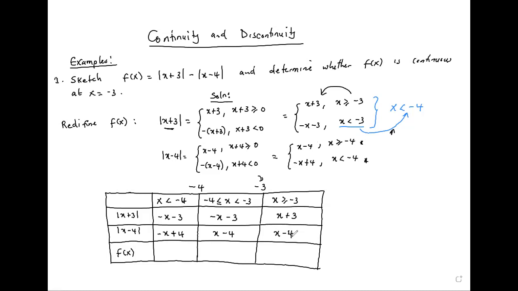So we do the subtraction in each column. So -x minus x will give us -2x. -3 plus 4 will give us +1. And here we'll get -7. And the other one will get 2x minus 1.